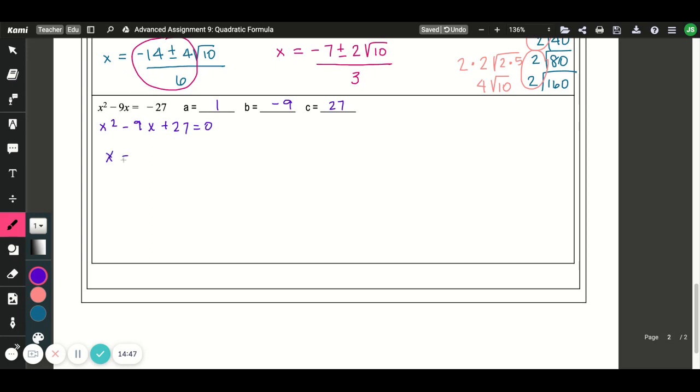So I get x equals negative b, which is negative 9, plus and minus the square root of negative 9 squared minus 4 times a is 1 and c is 27. So again, when you have a negative, put the parentheses around it. All over 2 times 1.